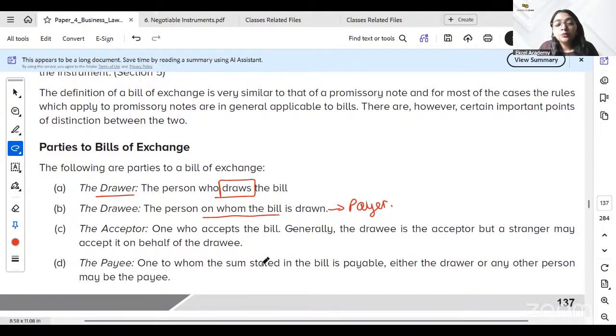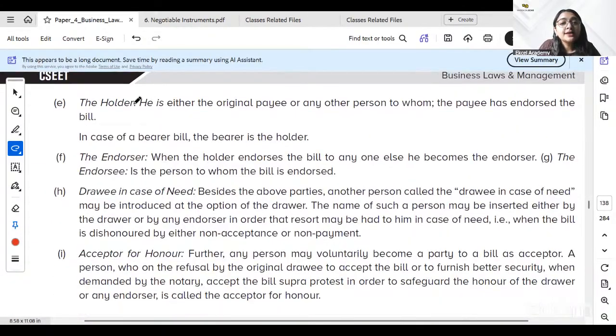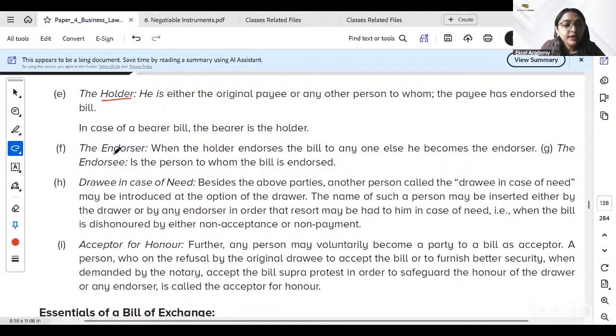Payee, the one to whom the sum stated is payable. Now either the drawer can draw it on himself, right? Let's say A orders B to pay A rupees 5,000. Then A becomes your payee as well. But if there's a third party involved, let's say the payment has to be made to C, then C will become your payee. Then we understood the holder, the one who has the promissory note in possession. Then you have your endorser, that is the one who endorses the bill to someone else, and that someone else becomes your endorsee. Then we have drawee in case of need.